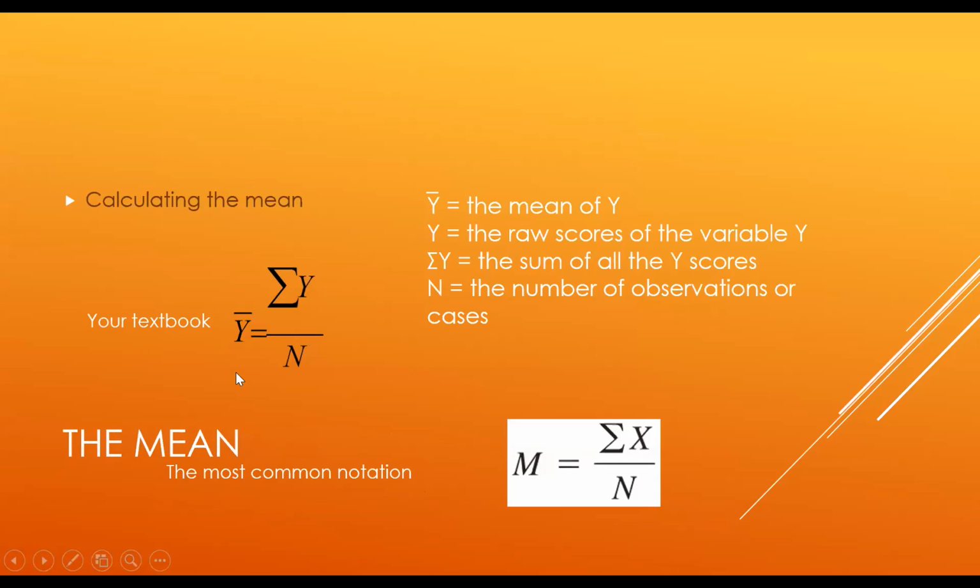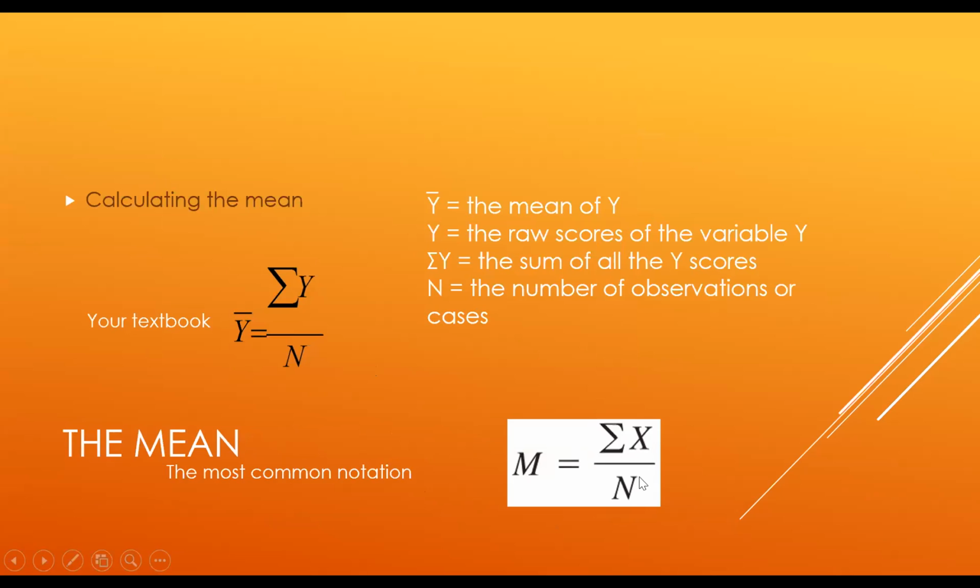All right, so how do we calculate the mean? This is the most common notation. Your book talks about it this way. Just be aware that this is really what we're looking at. So it is the sum of all the raw scores that you have in your data set divided by the number of cases or observations in your data set. So that's your sample size, your N.